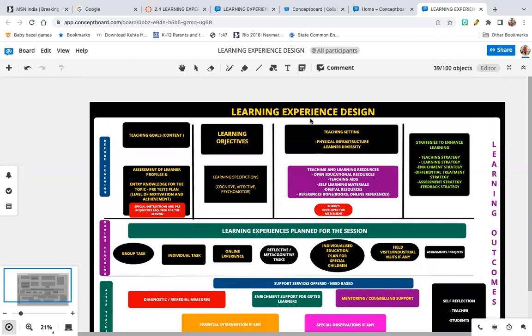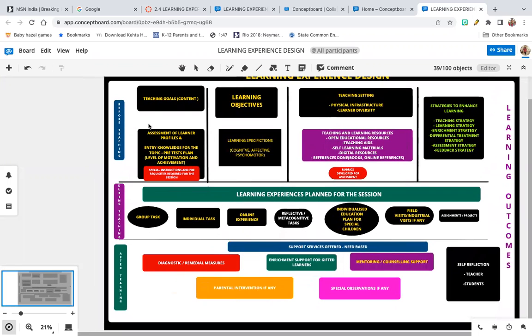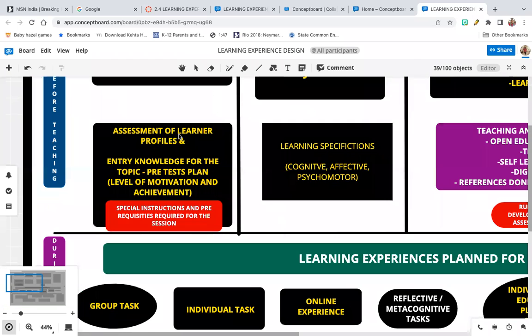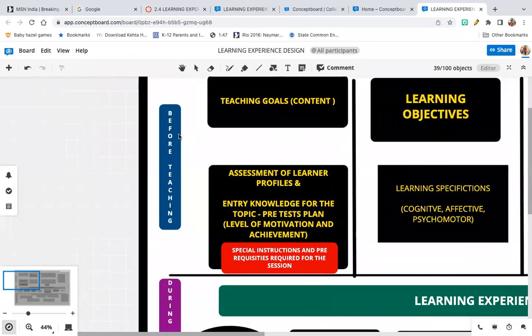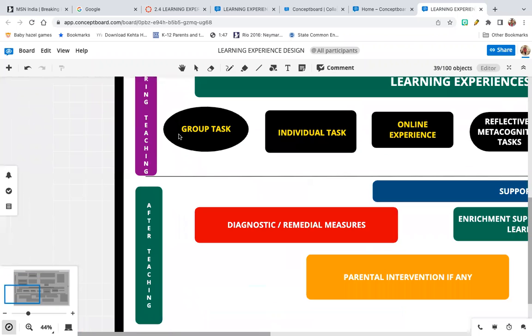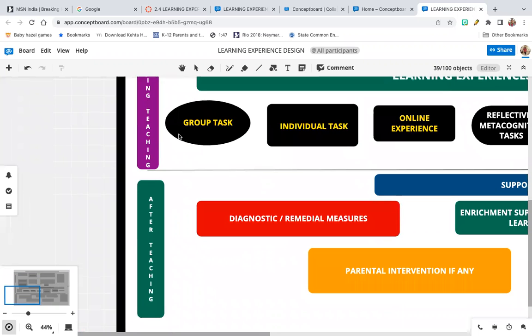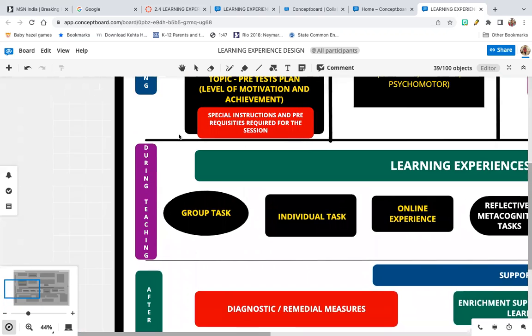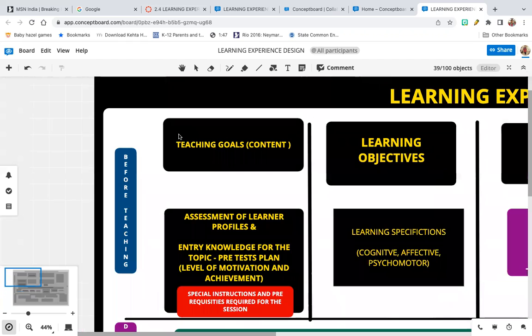Okay, friends, today we are going to learn about the learning experience design. As you can see on your screen, there are three levels of preparing your learning experience. One is the before teaching learning experience, during teaching, and after teaching. So please remember that when you are thinking about the learning experience, it is a three-level learning experience.